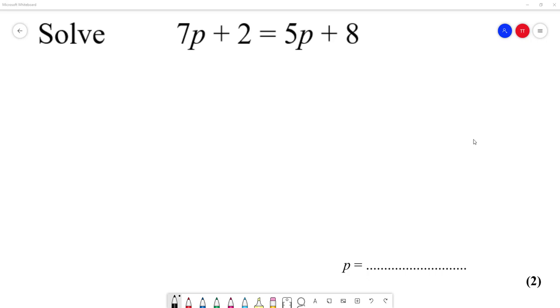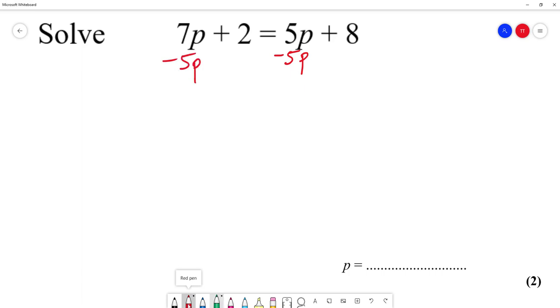So the rule here is when you've got the unknown on both sides of the equation, you always get rid of the smaller letter. Now you compare 7p and 5p and you say which letter is smaller. In this case, 5p is smaller. So what you would do is the opposite of positive 5p, which is minus 5p, and you would minus that on both sides of the equation. So you write minus 5p on the right hand side and you minus 5p on the left hand side.